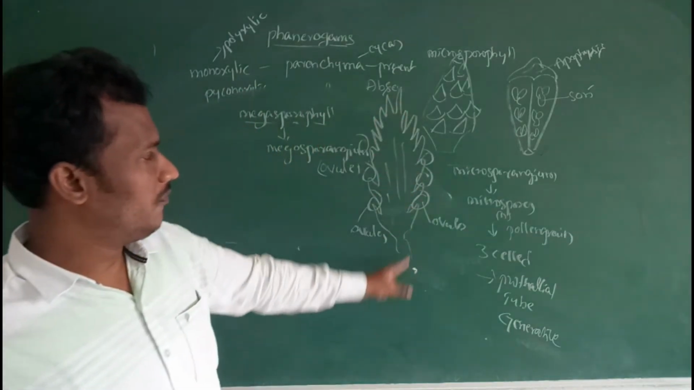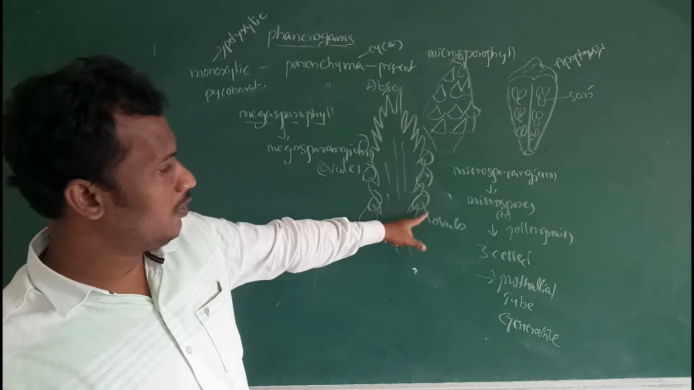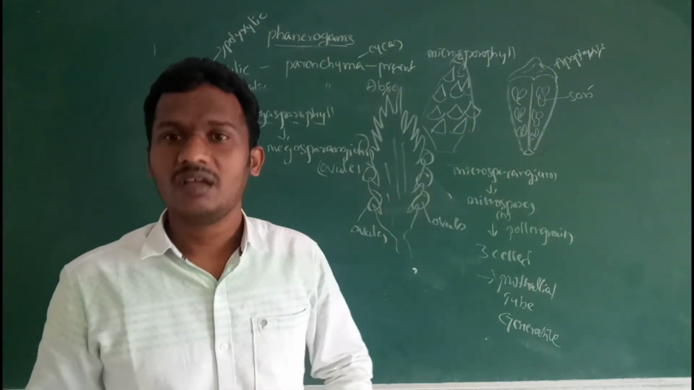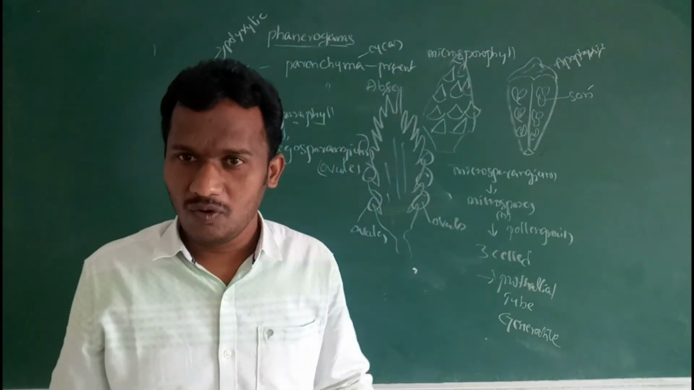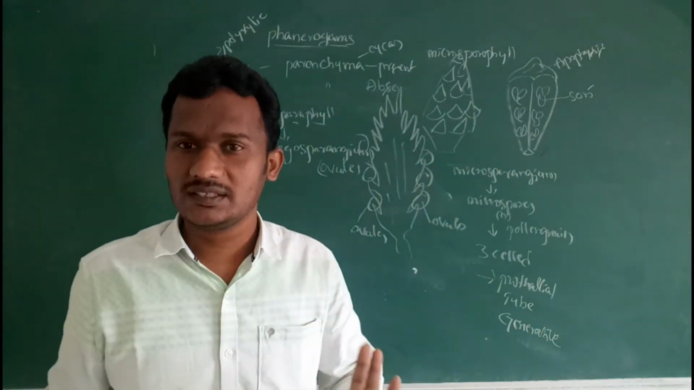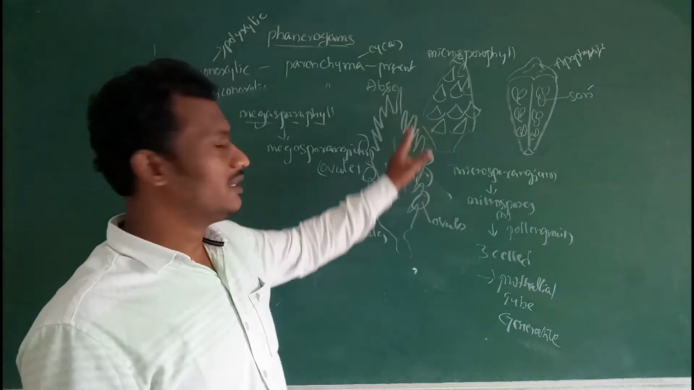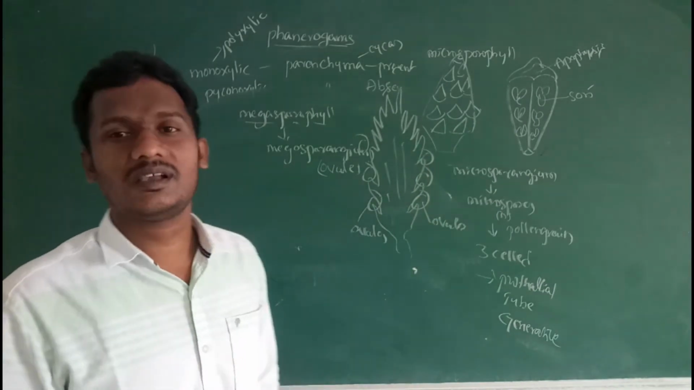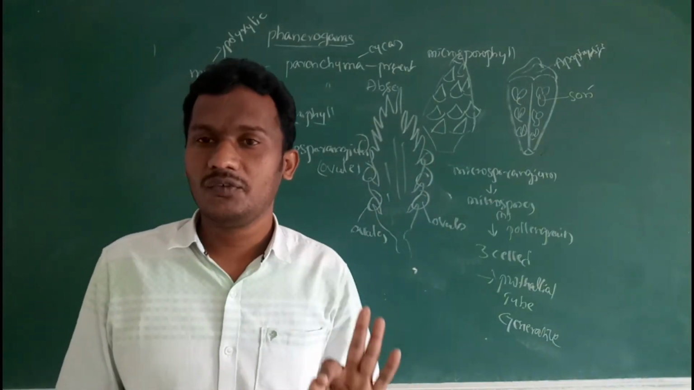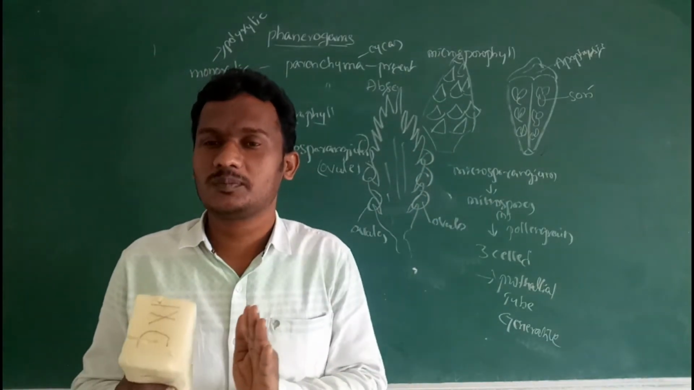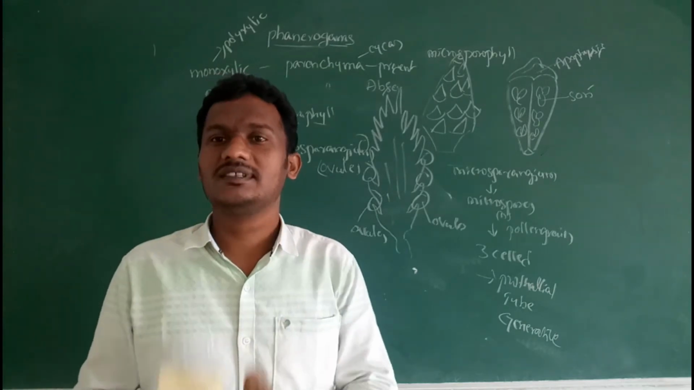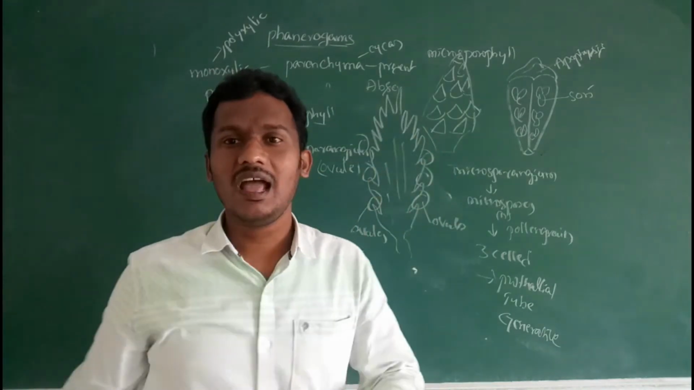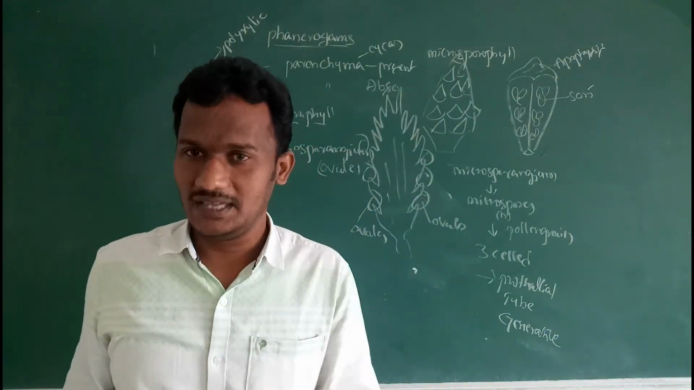So megasporophyll. On the megasporophyll, ovules or megasporangia are freely, loosely arranged without any cover of an ovary wall. That means ovaries are absent. So these are in a naked condition. Two to six pairs of megasporangia or ovules are present in gymnospermic plants. True flowers and ovary are absent. That means the ovules are naked.